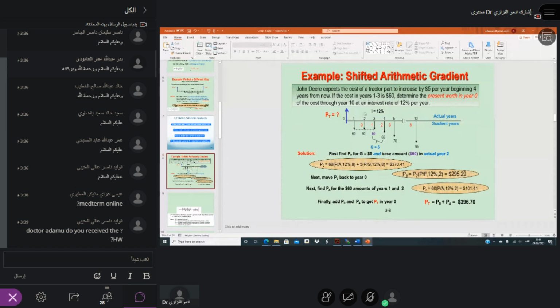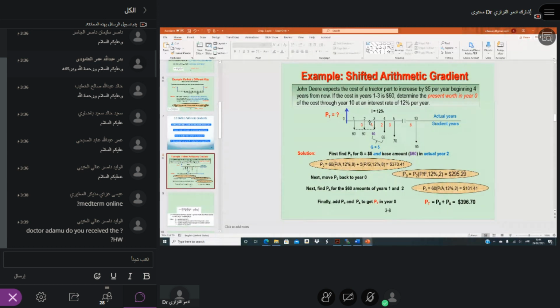At year zero through year 10, they are giving this interest rate of 12% per year. So you draw your number line, then you look at where the gradient starts. You number it 1, 2, 3, 4, 5 until the end, and then you put your zero. So the solution is first find P2, that is at this point, yeah?